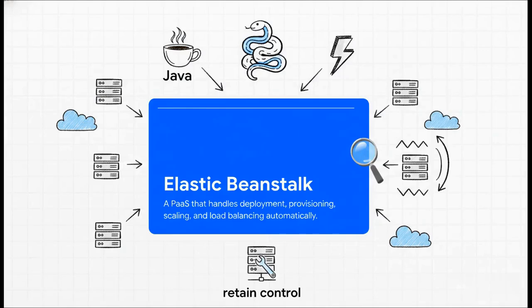But what if you don't even want to mess with containers? Say you just have your application code, maybe written in Java or Python, and you just want it live on the internet. That's where Elastic Beanstalk comes in. It's a platform as a service. You simply upload your code, and Beanstalk automatically handles the servers, the load balancing, and the auto-scaling. It's basically a fully automated, ready-to-go deployment engine.